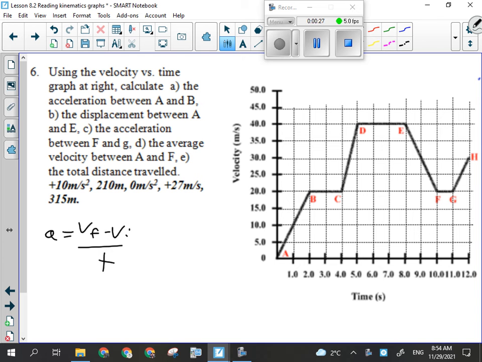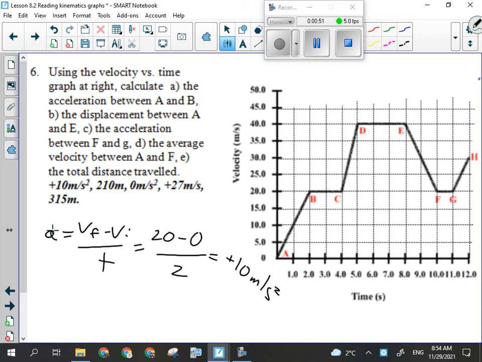So VF would be 20 meters per second. VI would be 0, and that took 2 seconds. So that would mean that my acceleration is positive 10 meters per second squared. Everybody all right with that one? Not too tough there. Is the positive important? Yes.